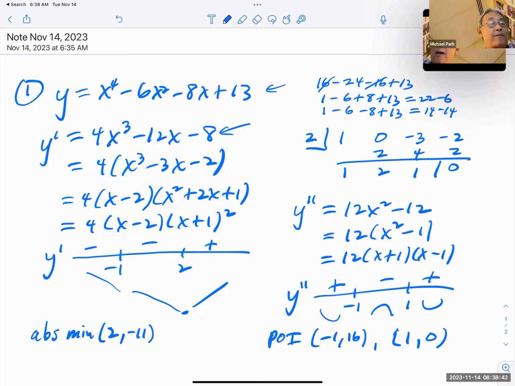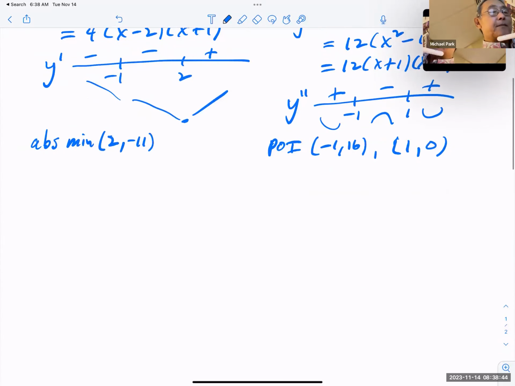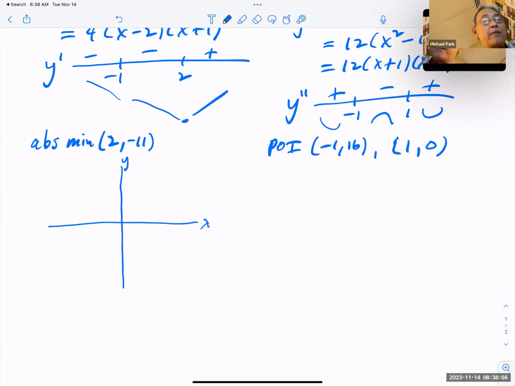Now we need to graph. Now, I'm not sure if I'm going to make you graph. Yeah, you are, but I don't know if I'm going to make you graph on this problem. So the absolute minimum is 2, -11. So looking at the scaling here, I think I'm just going to make 1, 2, 3, 4, 1, 2, 3, 4. I'm going to make my y-axis, each hash mark is 4 units. And on the x-axis, it will be 1.